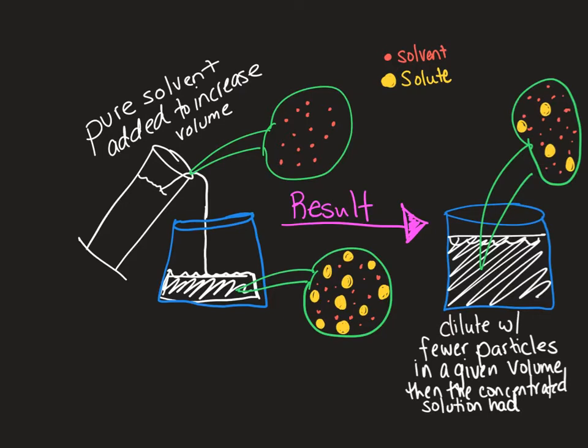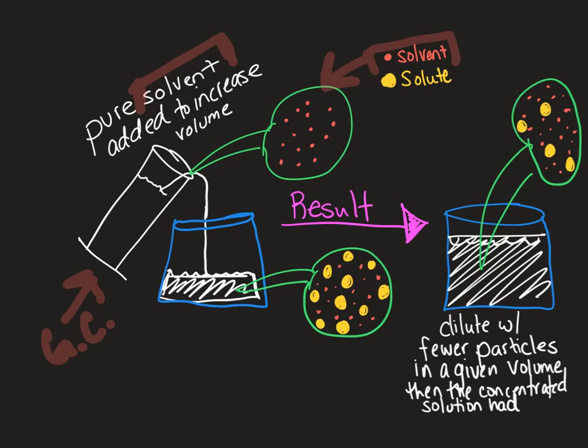So here is my visual of what I've got going on, my little model that I've drawn for you. So I have pure solvent going in. I use little red dots to represent my solvent. So here is a close-up of that solvent. You can see I've got my graduated cylinder here, and I am adding in solvent.